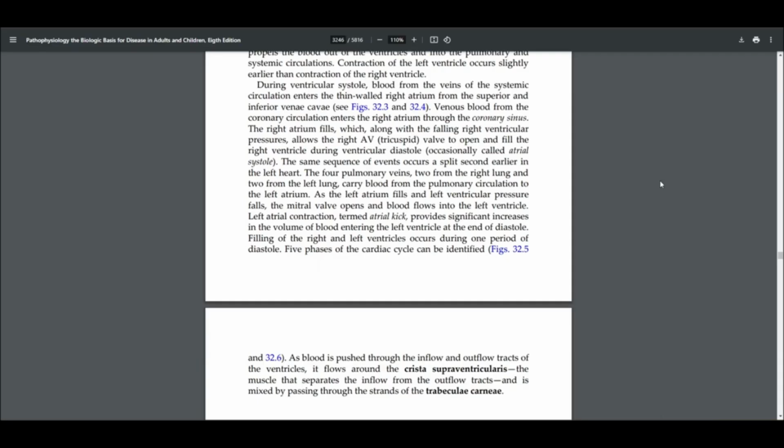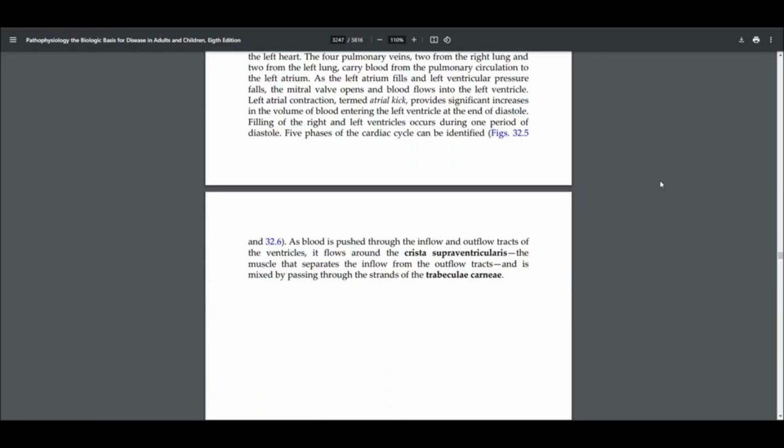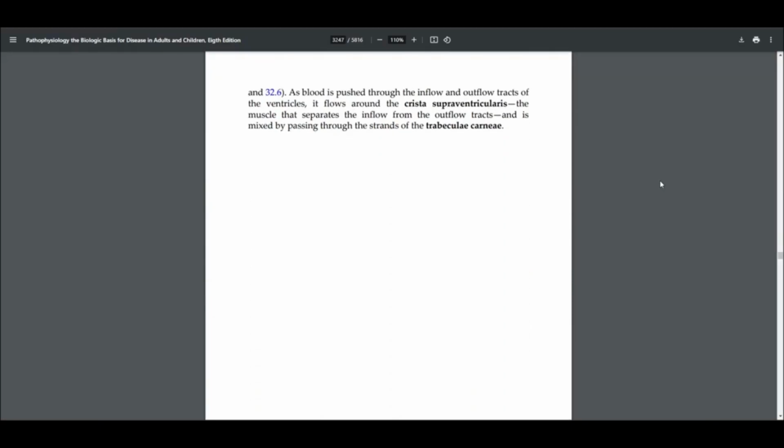Five phases of the cardiac cycle can be identified in Figures 32.5 and 32.6. As blood is pushed through the inflow and outflow tracts of the ventricles, it flows around the crista supraventricularis, the muscle that separates the inflow from the outflow tracts, and is mixed by passing through the strands of the trabeculae carneae.